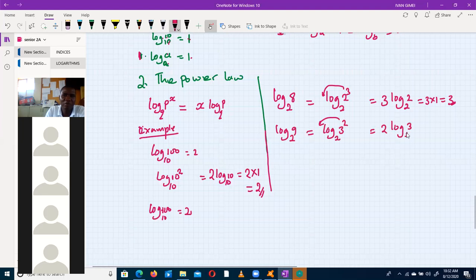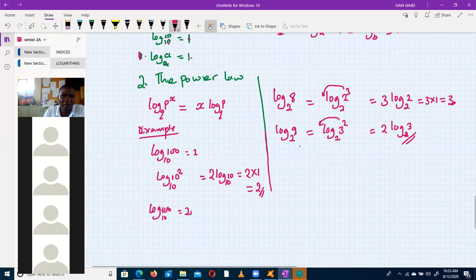I just stop there. There's nothing much I can do about this, because much as I've dropped the power, there's no relationship between 3 and 2. They're not the same. I can't say it is 1. I can't say it's anything, because I don't have any idea about it. To which power should I raise 2 so that I get 3? That power is not very obvious. So that's where I stop for that case.